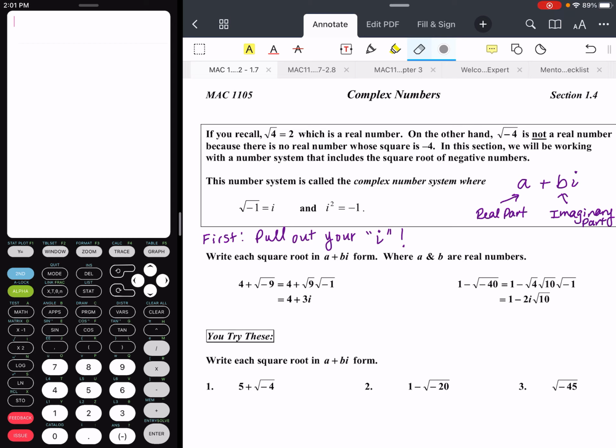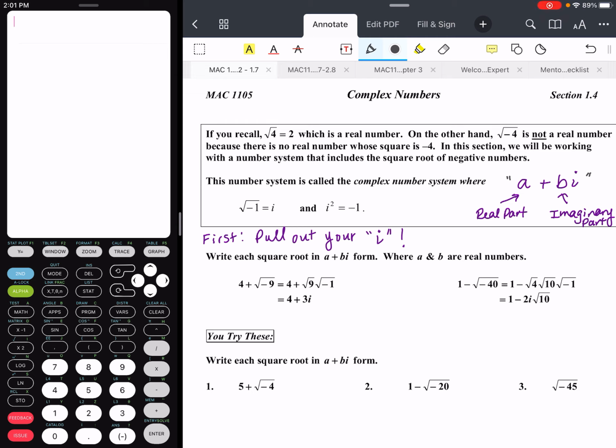Now we'll be talking about the complex number system. So complex numbers include imaginary numbers. So you'll see a lot of times they'll say write your response in a plus bi form. So this guy right here, a plus bi, splits our complex number into a real part and an imaginary part. So this little i is the imaginary part.